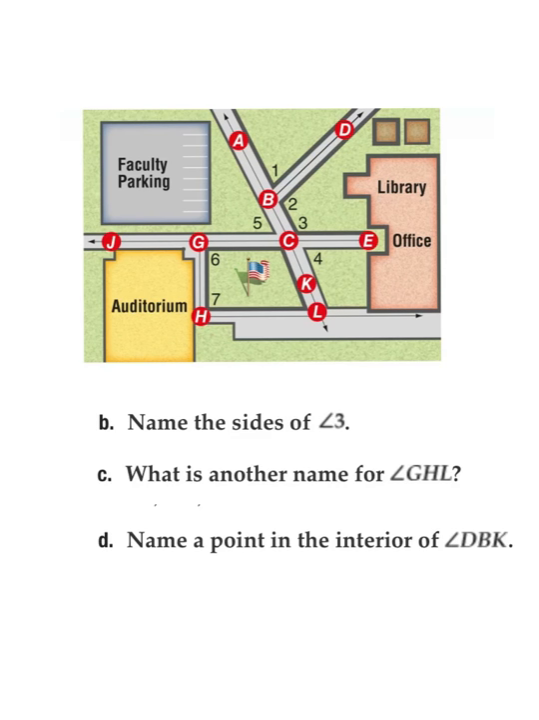Now it's your turn. Same diagram. Now we're looking at the sides that make angle 3. What's another name for angle GHL? And name a point in the interior of angle DPK. See what answers you can come up with.